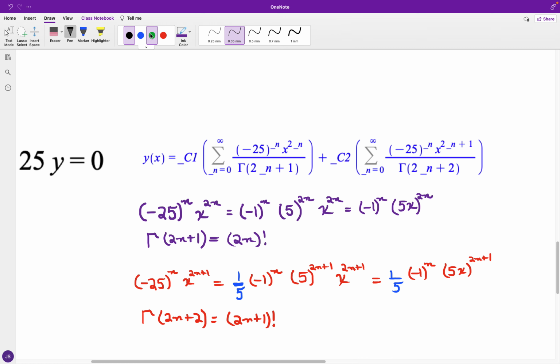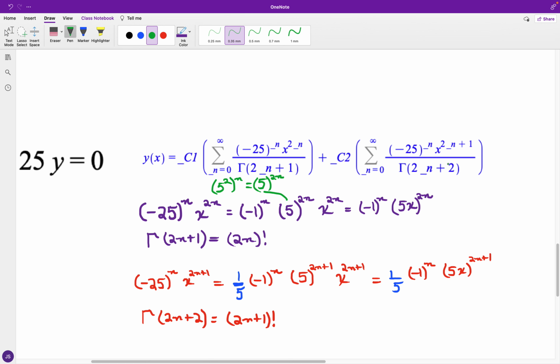Now, 25 is going to be the square of 5. So 5 squared to the nth power is going to be the same as 5 raised to the 2n. And so I got 5 to the 2n, and notice we have x already raised to the 2nth degree. Consolidating, in this numerator we have negative 1 raised to the n times the quantity of 5x to the 2nth power. And for the gamma function, we have gamma of 2n plus 1 is equal to 2n factorial.